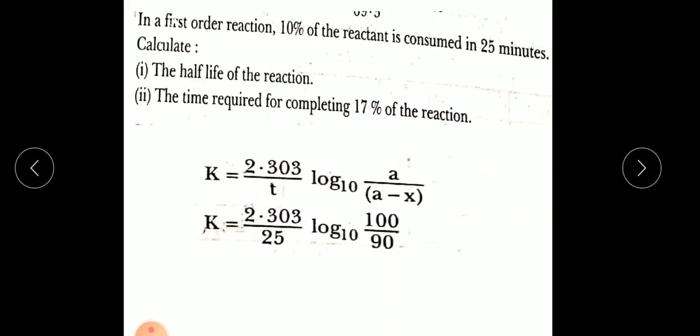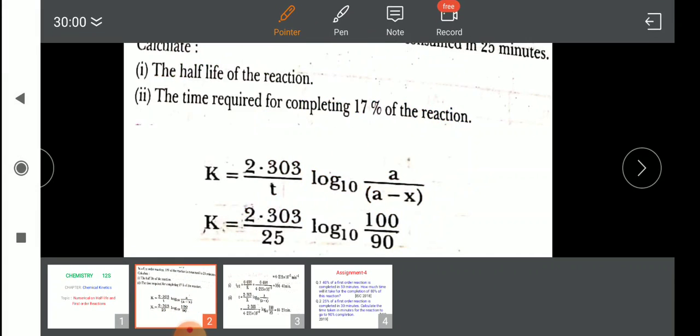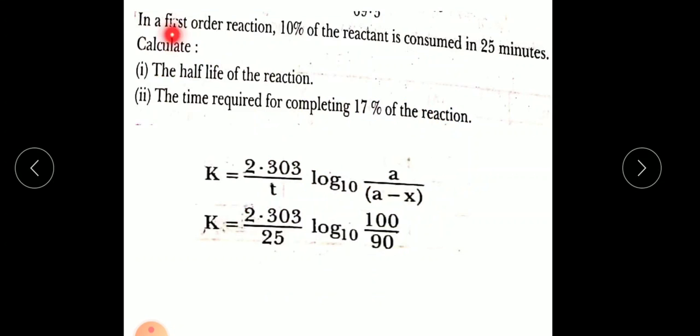Now the question is, in a first order reaction 10% of the reactant is consumed in 25 minutes and you need to calculate the half-life of the reaction, and the second is the time required for completing 17% of the reaction. Now let us see how we can proceed for this.